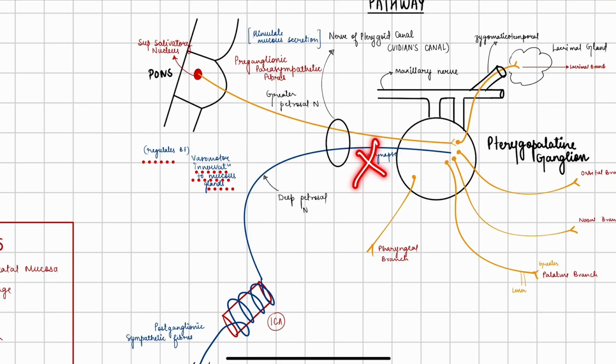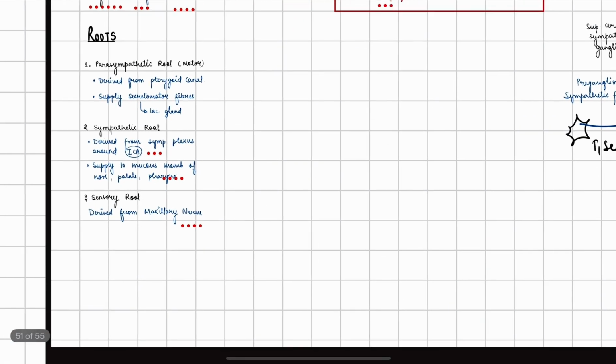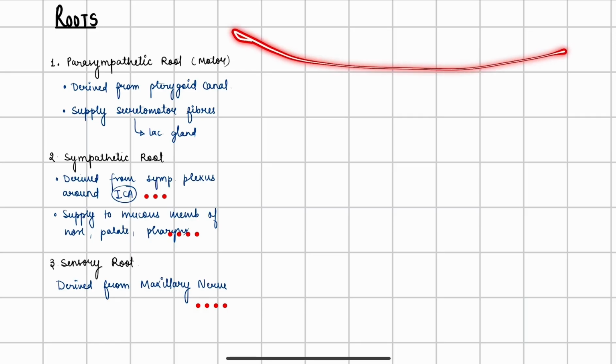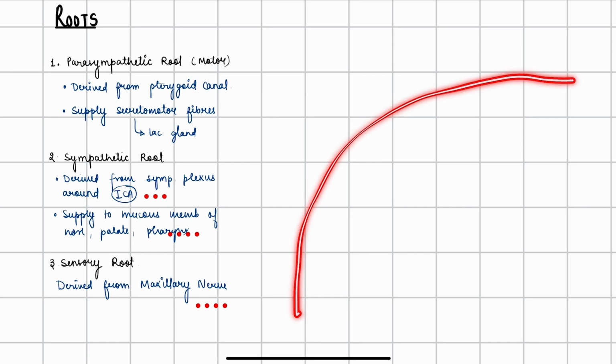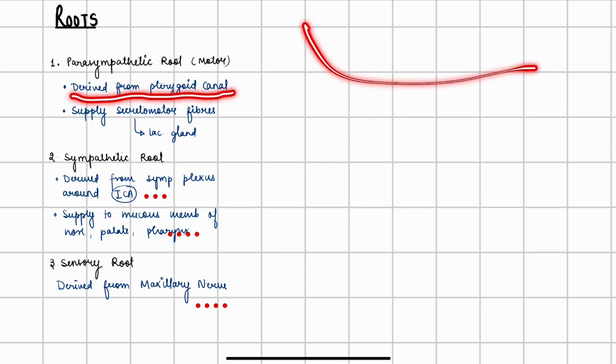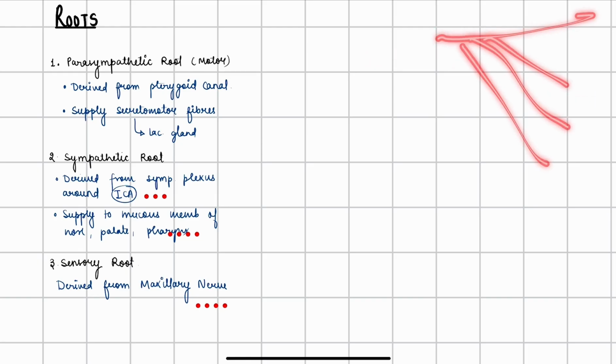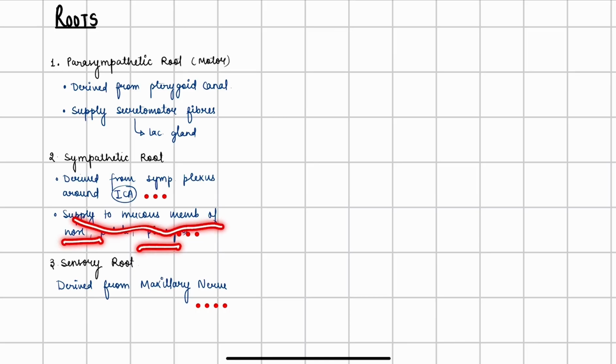No, there is no synapse here. The parasympathetic fibers synapse here, but the sympathetic fibers do not. We study that the parasympathetic root is coming from above and the sympathetic root is coming from downwards. The parasympathetic root is derived from the nerve of the pterygoid canal, and it supplies secretomotor fibers to the lacrimal glands and other glands as well. The sympathetic root is derived from the sympathetic plexus around the internal carotid artery. It supplies the mucous membrane of the nose, palate, and pharynx.